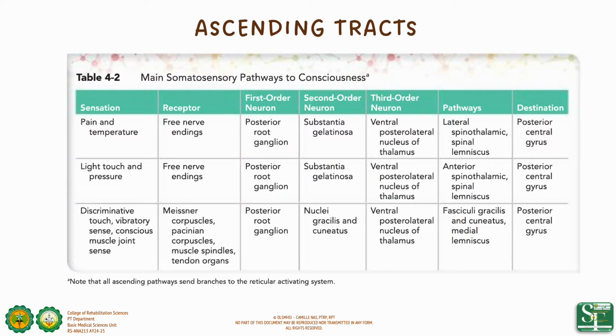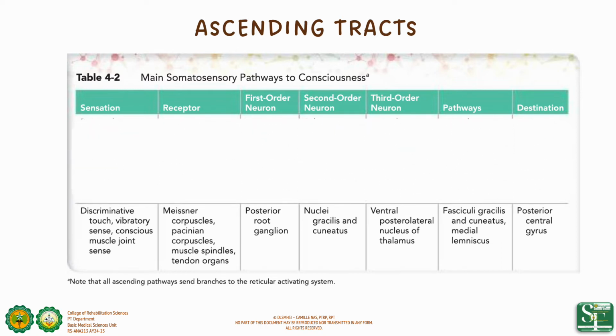So, again, here is the table, no, for your ascending tracts. And we're done now with your pain and temperature, light touch, and pressure. Pain and temperature, that's again for the lateral spinothalamic tract. Light touch and pressure is for anterior spinothalamic tract. Next is the discriminative touch, vibration, and conscious muscle joint sense, and the responsible tract for that is the DCML tract, or your dorsal column medial lemniscus tract, or the fasciculus gracilis and fasciculus cuneatus tracts.